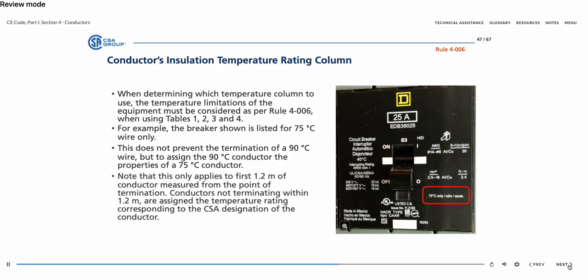Note that this only applies to the first 1.2 meters of conductor measured from the point of termination. Conductors not terminating within 1.2 meters are assigned the temperature rating corresponding to the CSA designation of the conductor's insulation.